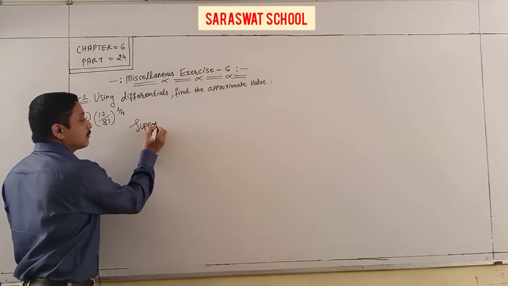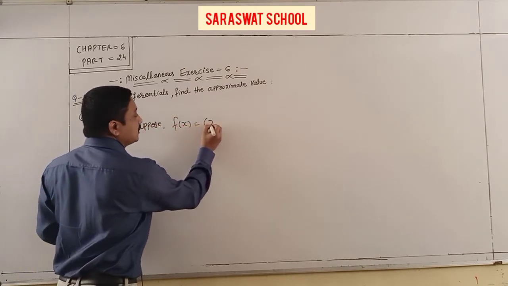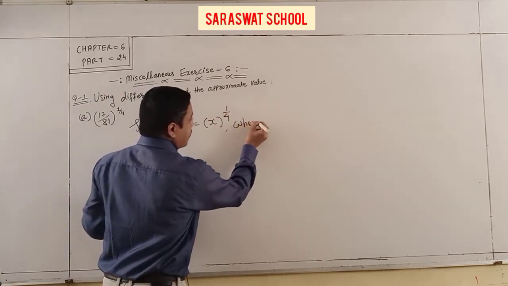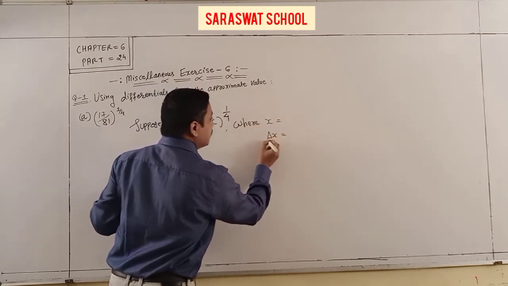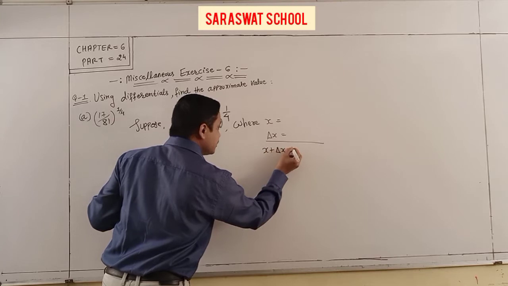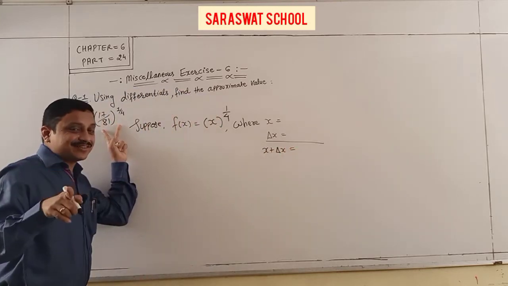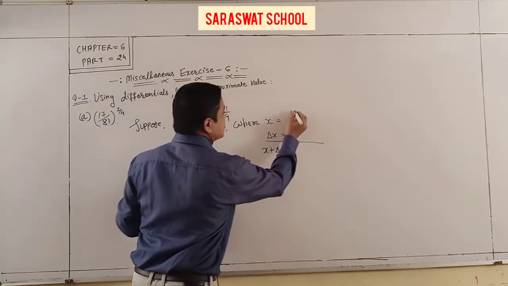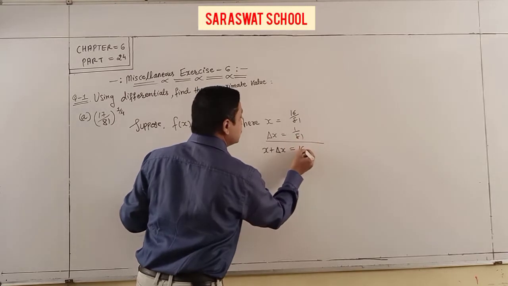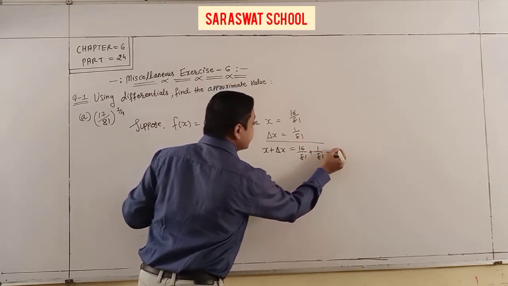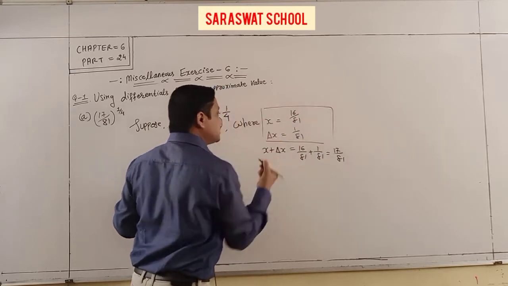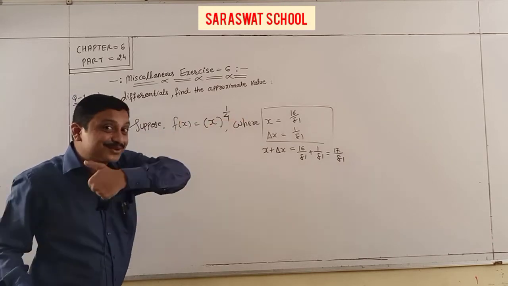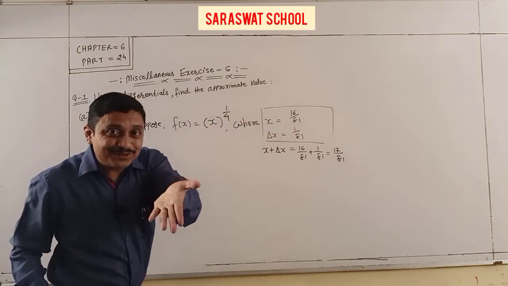Suppose f(x) is equal to x raised to the power 1/4, where x is taken, and del x is taken, but both summation must be 17/81, and again I repeat, del x takes the minimum value. So here I write 16/81 plus 1/81, which gets 17/81. Now why take 16/81 and 1/81? Because I want the fourth root. The fourth root of 16 is known, 2, and the fourth root of 81 is known, 3.